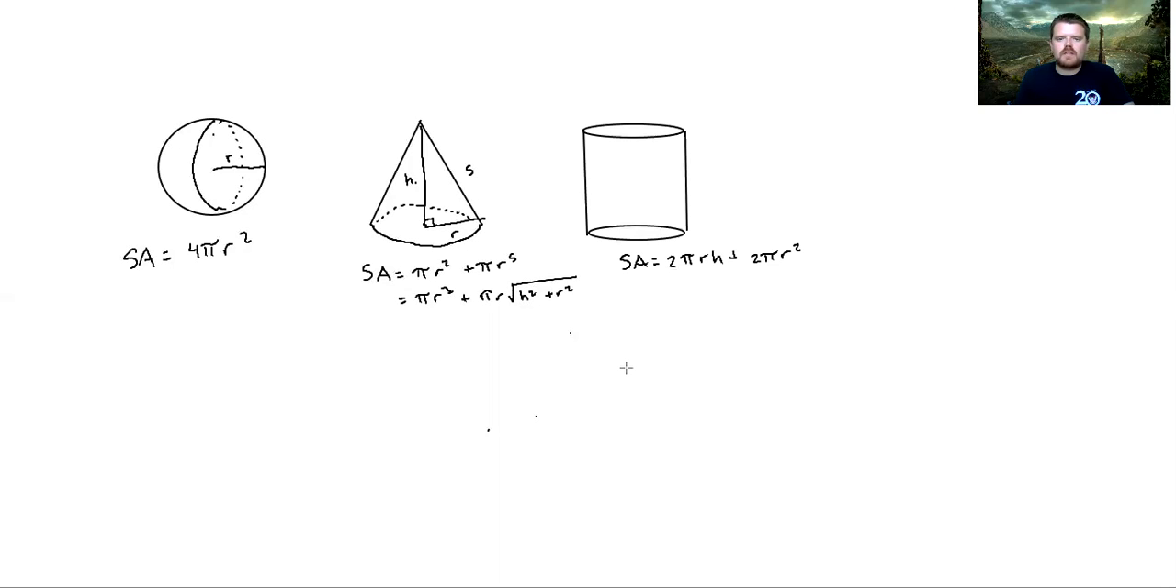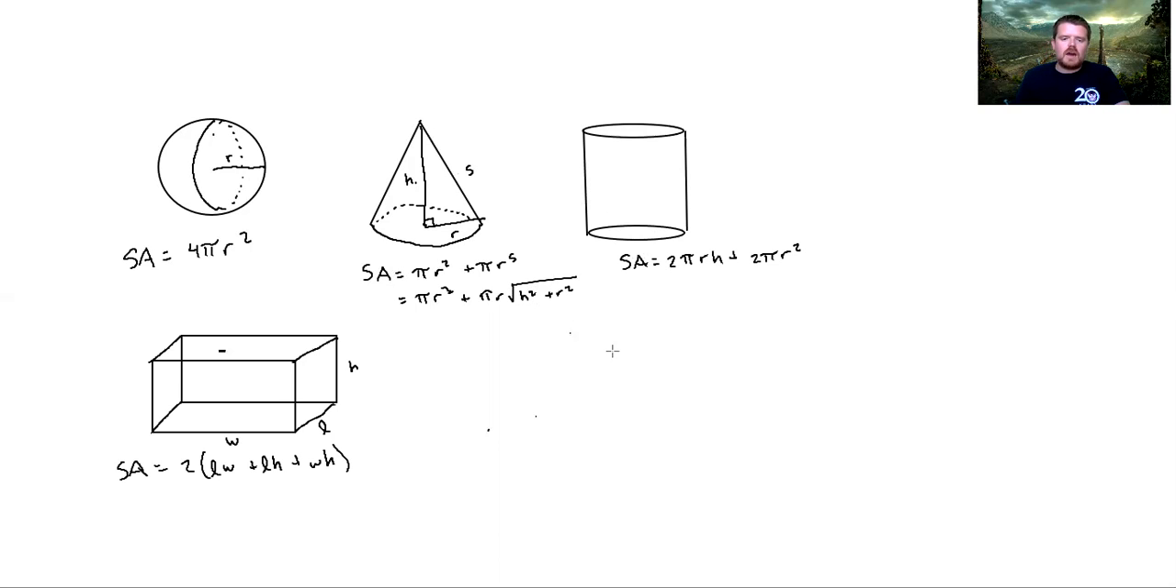Your next one is the surface area of a cylinder. So you have 2 pi rh plus 2 pi r squared. That's calculating separately the area of the bottom and top, and then the area around the outside. You have the surface area of a rectangular prism, which is calculated as 2 times length times width plus length times height plus width times height.